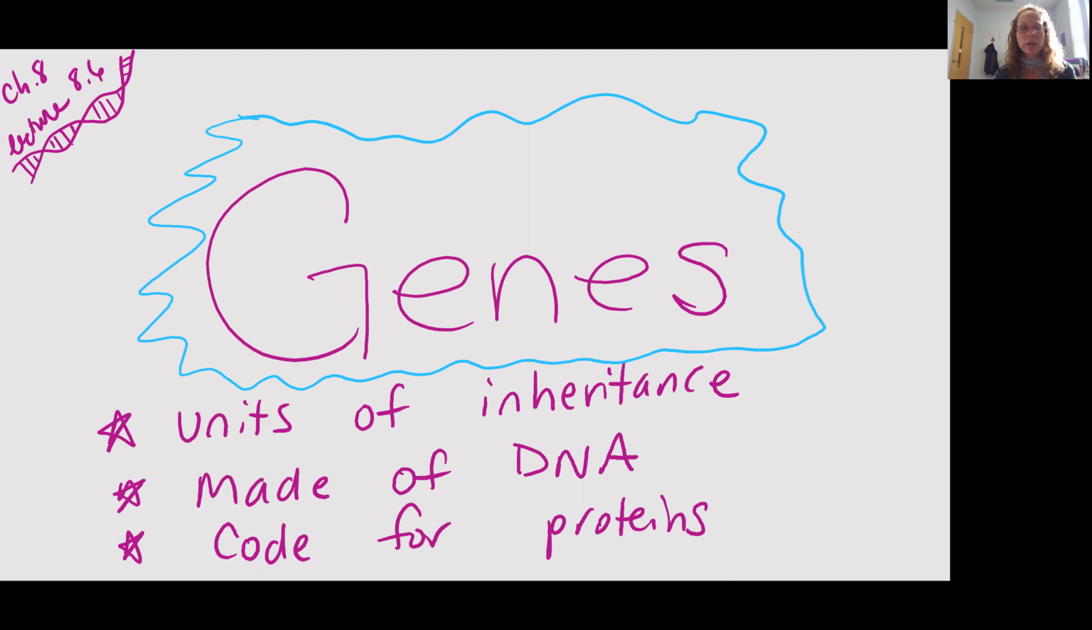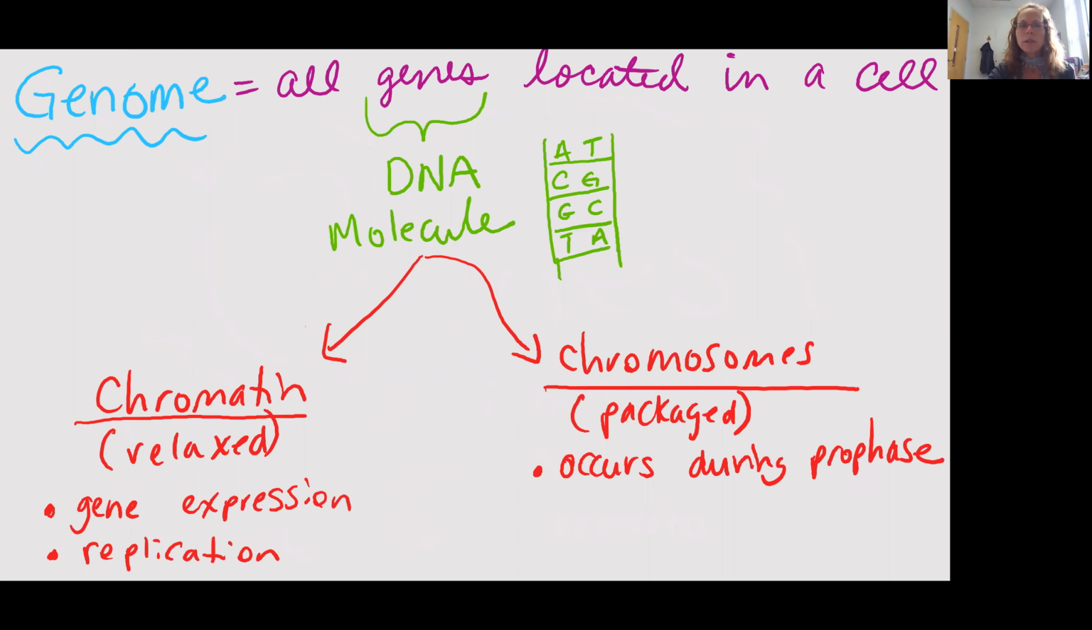Genes are our units of inheritance, and you kind of know that already. They're composed of our DNA molecule, and their job is really to code for proteins. So we'll be talking later on in the semester exactly how the cell is going to use the DNA molecule and those instructions in order to build new proteins. When we talk about the term genome, we are talking about all of the genes that are located in a cell. And again, that's talking about all of that DNA molecule.